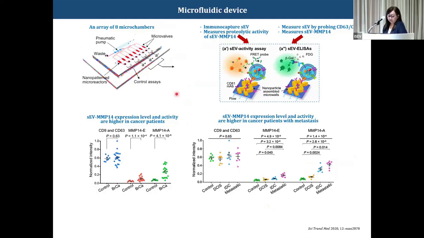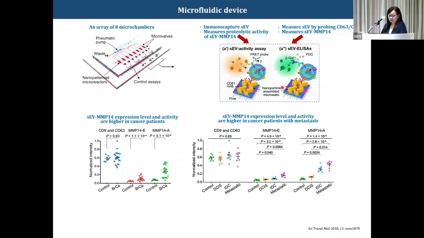So this is another microfluidic device that comprises an array of 8 microchannels, chambers that enable EV enrichment, and analysis of MMP14 level and enzymatic activity. The signal of the FRET probe is quenched. The proteolytic activity of MMP14 cleaves the quencher to generate fluorescent signals. Another chamber is able to quantify small EVs and the amount of MMP14 on sEVs.